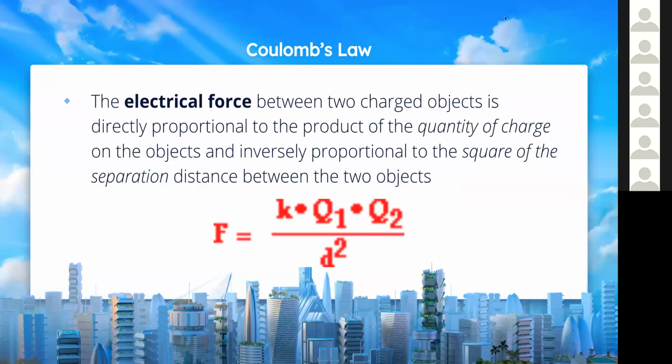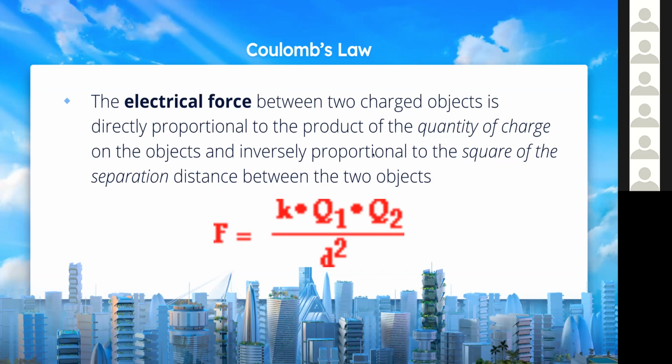Here's the math. Here's Coulomb's law. The electrical force between any two charged objects is directly proportional, meaning opposite side of the equation, but same side of the division symbol. So as this increases, this increases. That's what directly proportional means. It's directly proportional to the product of the quantity of charge on the objects, how much charge there is. We'll see how to count that.